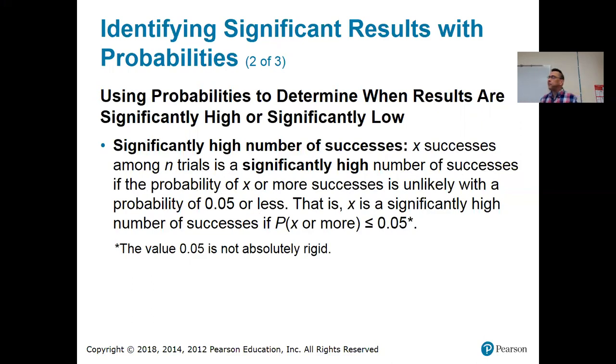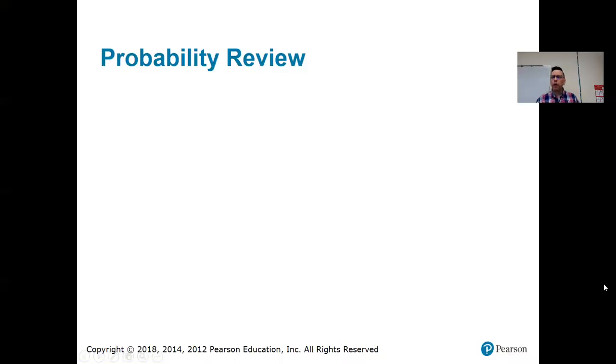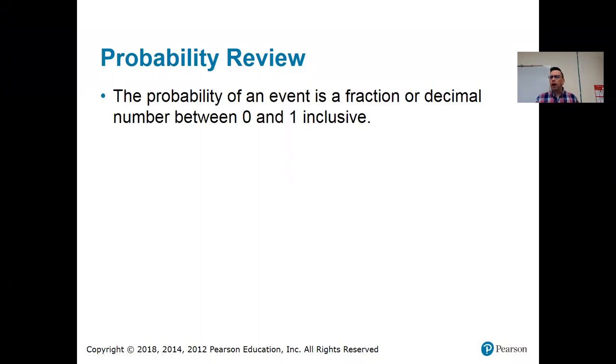Okay, and the same thing goes for significantly low. If I rolled a pair of dice 100 times and 7 only came up twice, that's probably not very likely. The probability of that happening is probably less than 0.05. Okay? So I would say that 2 would be a significantly low number of 7s if I'm rolling a pair of dice 100 times.